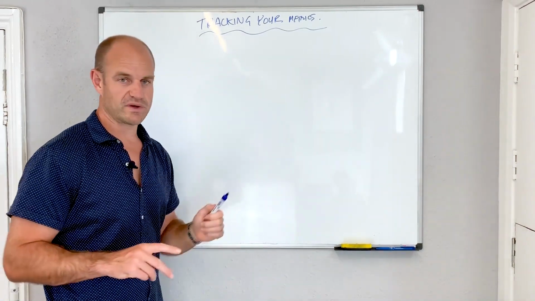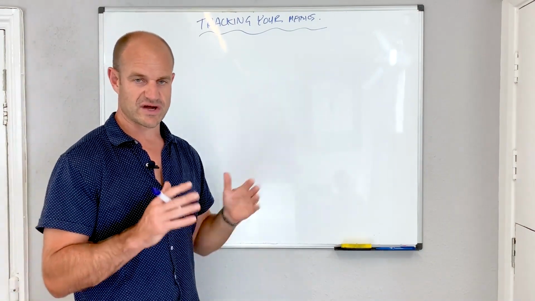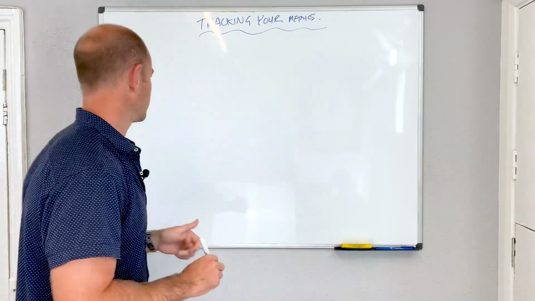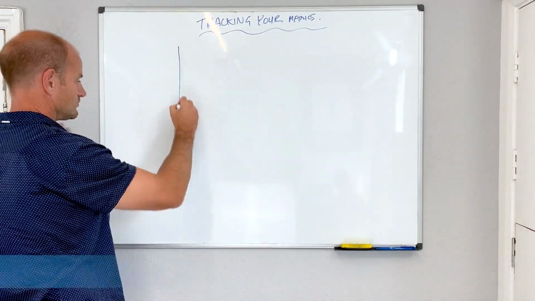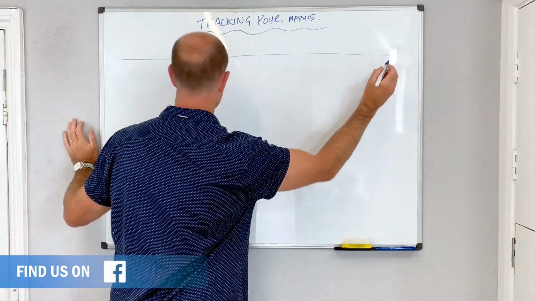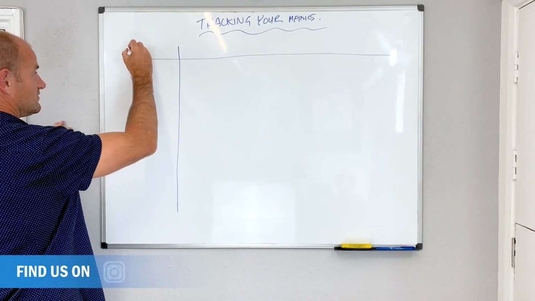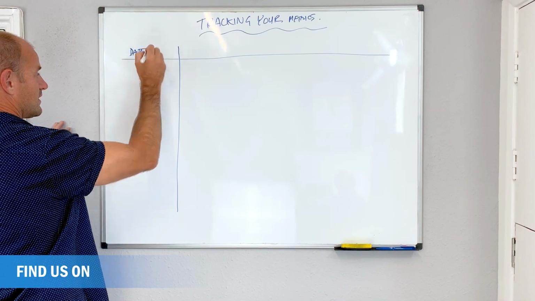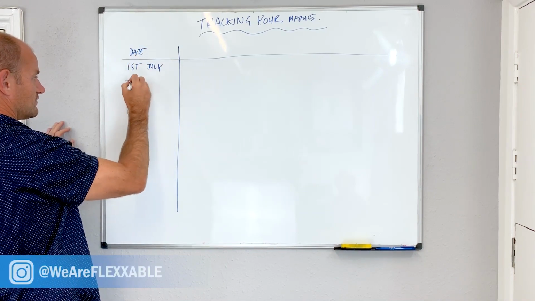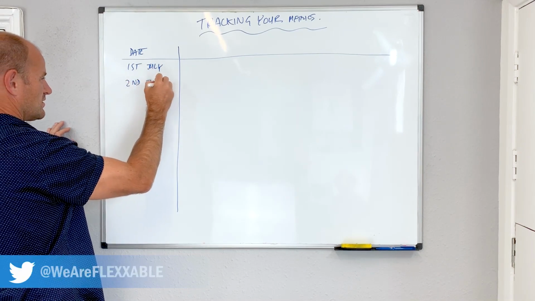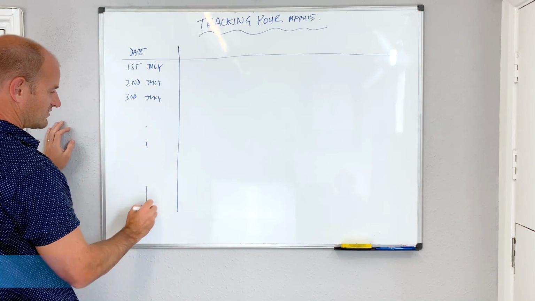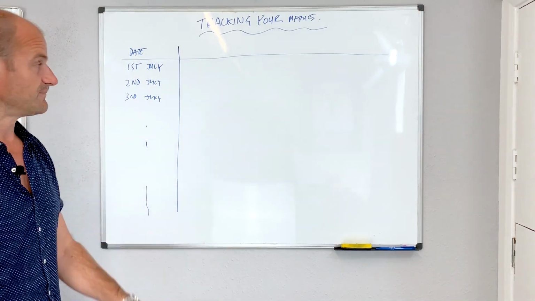So what we do is we have a tracking sheet for each advertising account. We just keep it in Google Drive, and it looks like this. On the left-hand side is date, and then it's the 1st of July, 2nd of July, 3rd of July, all the way down to the end of the month. So this is a monthly tracking sheet.